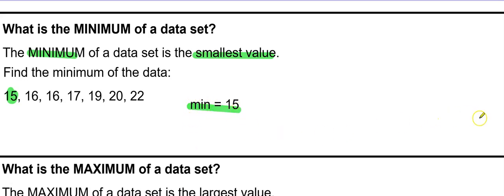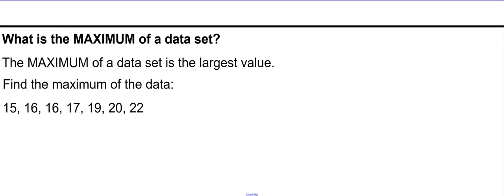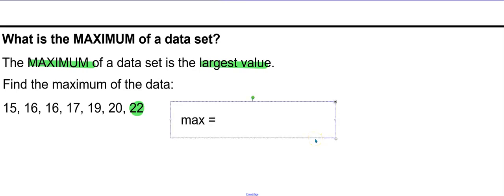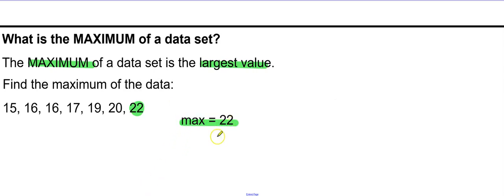On the other end, we have maximum. So the maximum of a data set, or max, is the largest value in that data set. Here I'd be looking at this and I'd say it's the number 22. So my maximum value is 22.